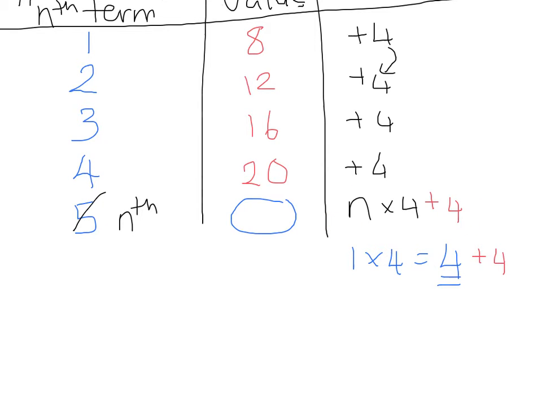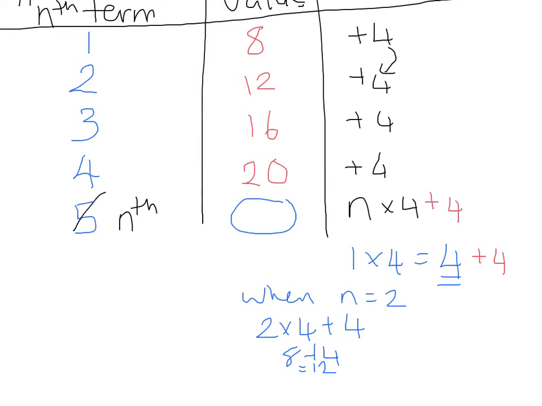So I'm going to say when n equals 2. So let's try when n equals 2. When my nth term is 2, am I going to end up with 12? So n is 2 times 4 plus 4. Remember BEDMAS, we solve the multiplication first. So 4 times 2 is 8 plus 4. Then 8 plus 4 would equal 12. So it worked. But this is not a guarantee.